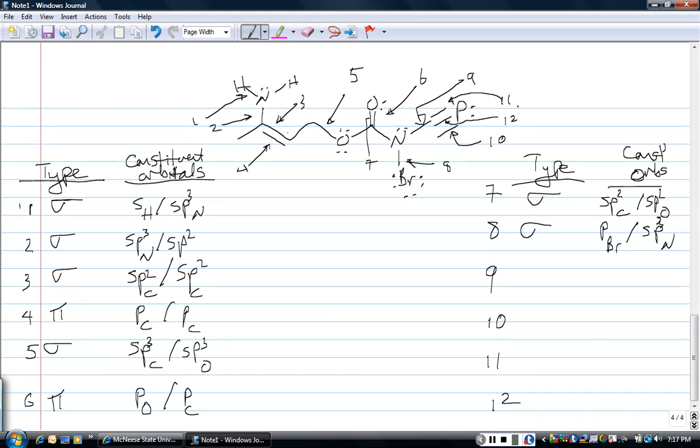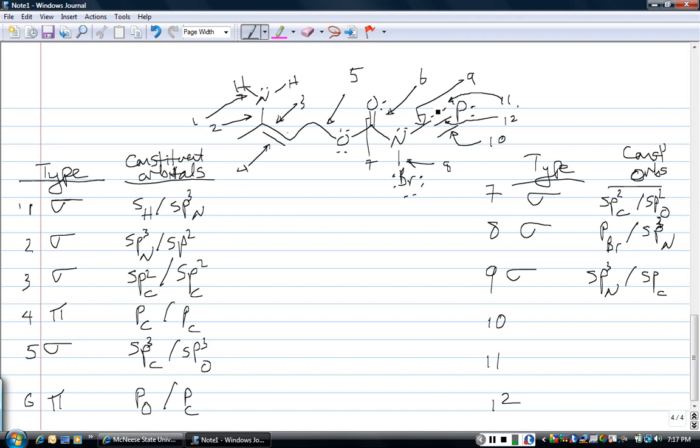Right, sp3 of nitrogen. That's 8. 9 is a single bond, therefore 9 is sigma. And it's between the sp3 of a nitrogen and the sp of a carbon. So sp3 of nitrogen, sp of a carbon. How do I know that? Because the N is sp3 hybridized, no pi bonds. The carbon forming 2 pi bonds is going to be sp hybridized.